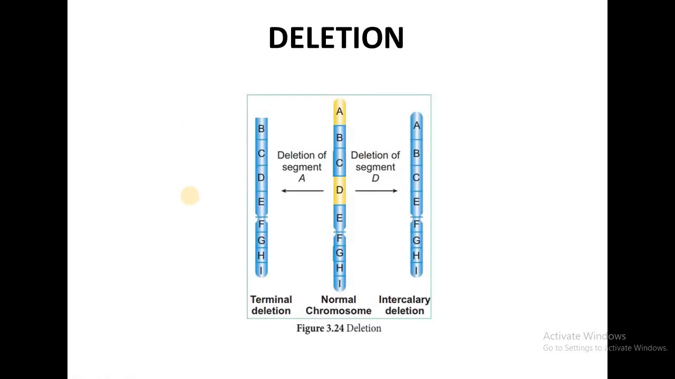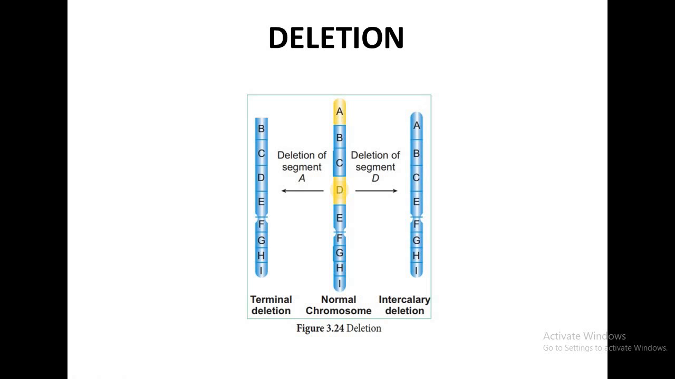First, let us know what is meant by deletion. It is the chromosomal aberration where a segment of chromosome is lost. You can see a certain segment of the chromosome is lost, and because of this loss of segment, some genes which are present on this chromosome are also lost.